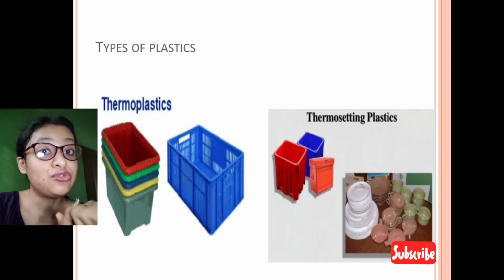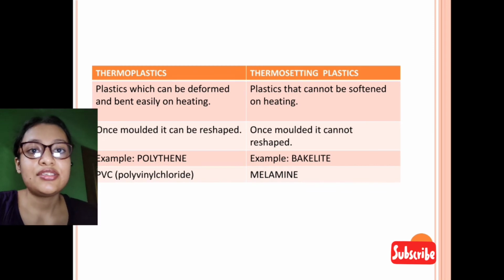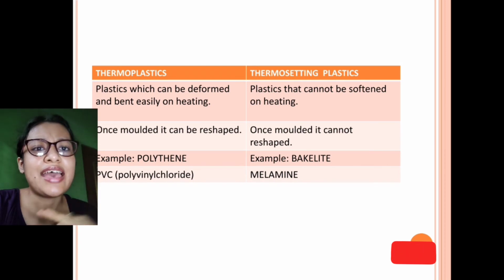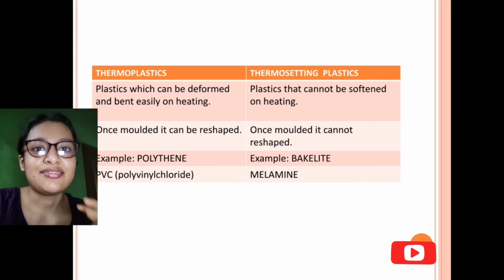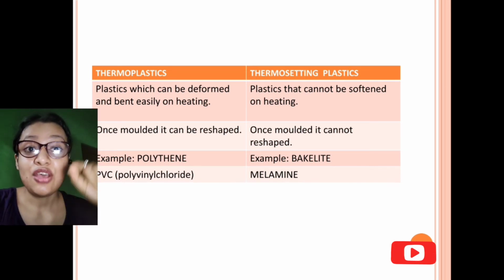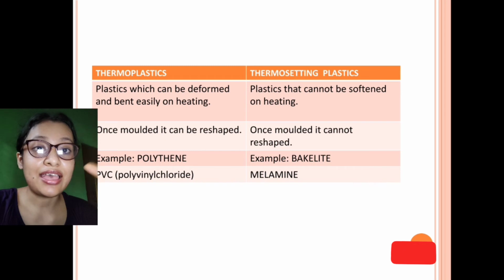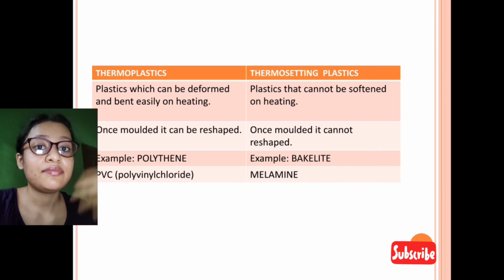Now there are two types of plastics: one is thermoplastics, and the other is thermosetting plastics. Thermoplastics can be deformed and bent easily on heating, but thermosetting plastics cannot be softened on heating. Once a thermosetting plastic is molded, it cannot be reshaped. Once it is heated and the shape is made, that shape cannot be changed again.